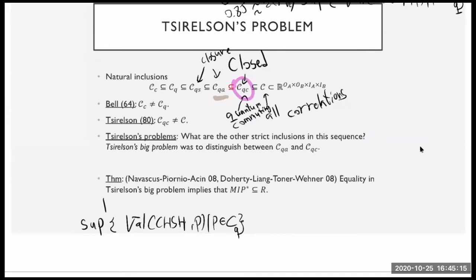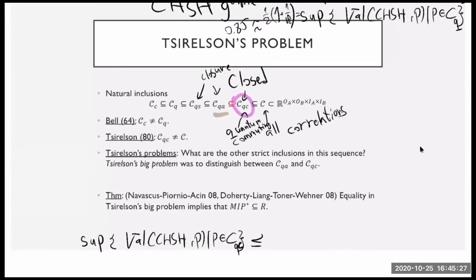But the main point is that Tsirelson proved a stronger thing. He proved that even if you take the quantum commuting model, you are still bounded by this number. So this is exactly the same number, even if you enlarge the set: again 1/2 times 1 plus 1 over square root of 2. So Bell showed that this inclusion is strict, and Tsirelson proved that this inclusion is strict.